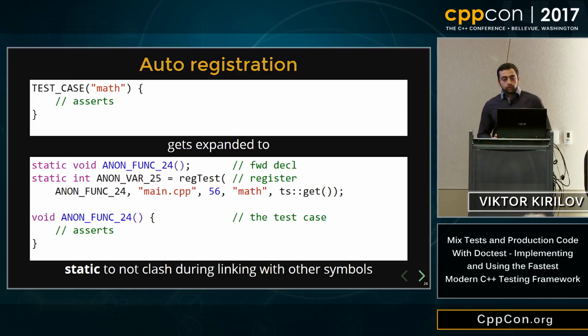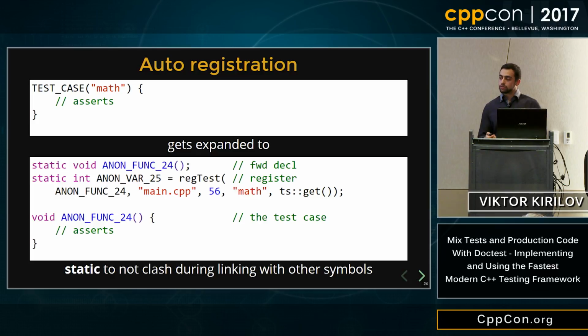So let's see how the automatic test registration looks. This test case expands to the following after the preprocessor. First, we have a forward declaration of the void test function. After that, there is a global dummy integer to which we assign the result of rec test.